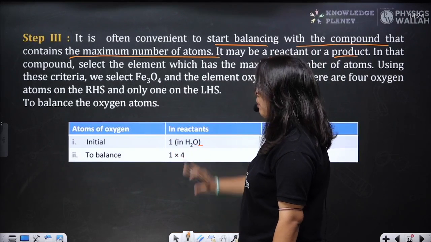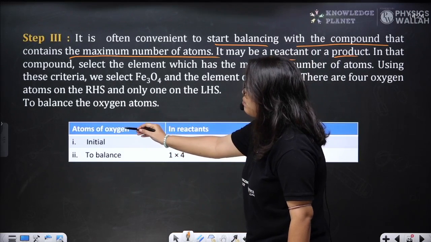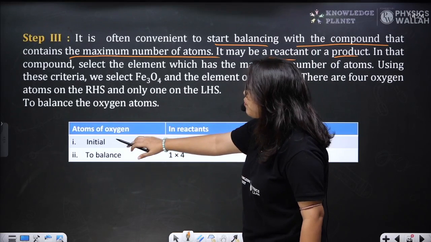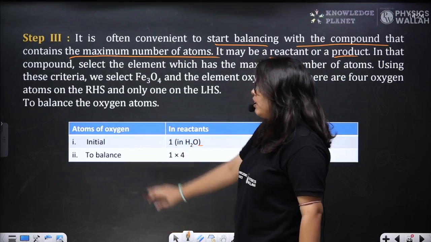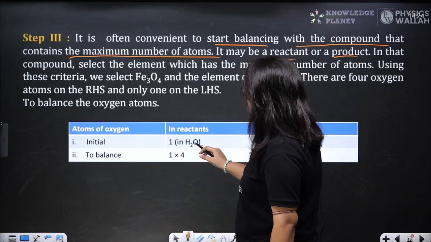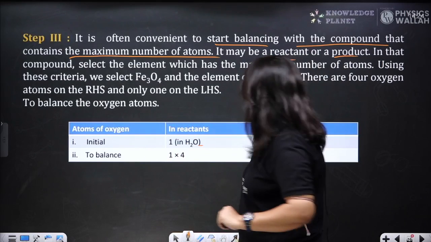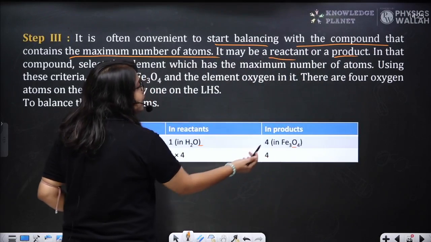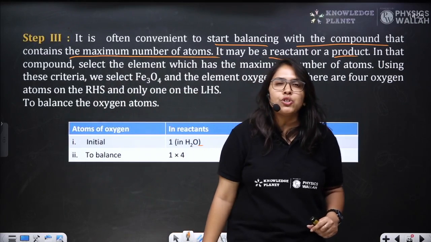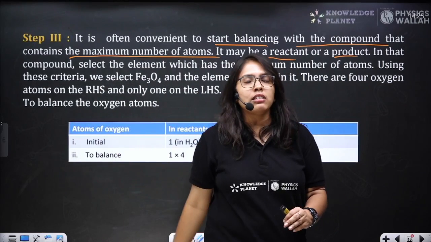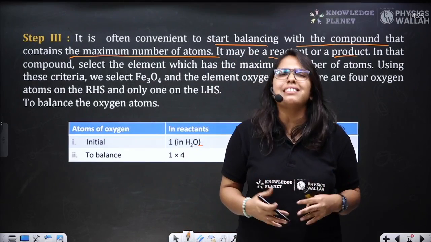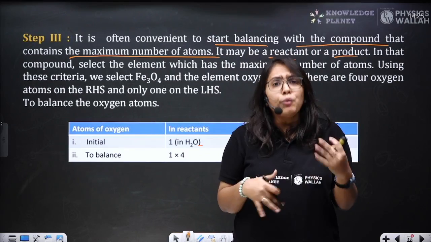We again draw the box and we write the initial atoms of oxygen first, then in the reactants and in the products. Then what do we need to do to balance it? In the initial, we have only 1 atom in H2O. In the case of products, we have 4 in Fe3O4. There is a mismatch: 1 on the reactant side, 4 on the product side. Now we have to balance it. How do we balance it? By making it equal. How do we make it equal?